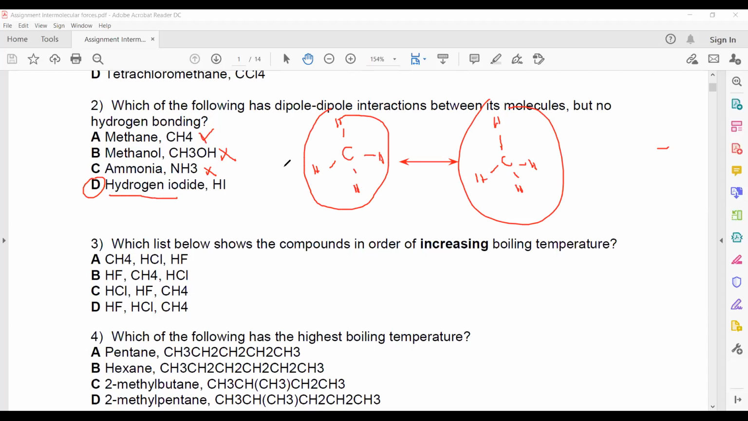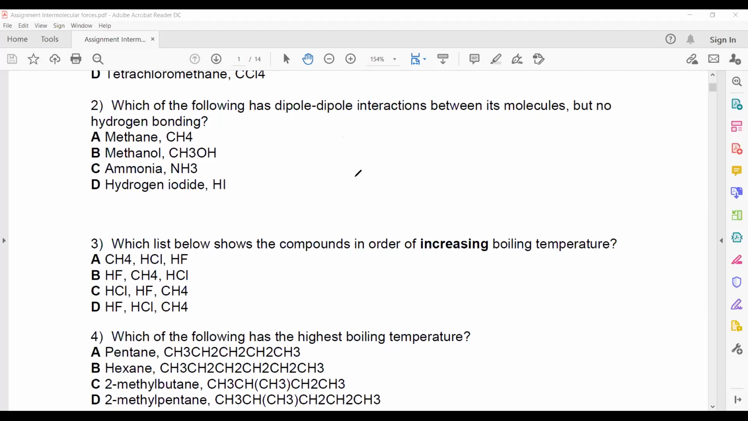Why D? Because in hydrogen iodide, there is no hydrogen bond, but hydrogen is partial positive and iodine is partial negative. So due to the distribution, they will have dipole forces between them.